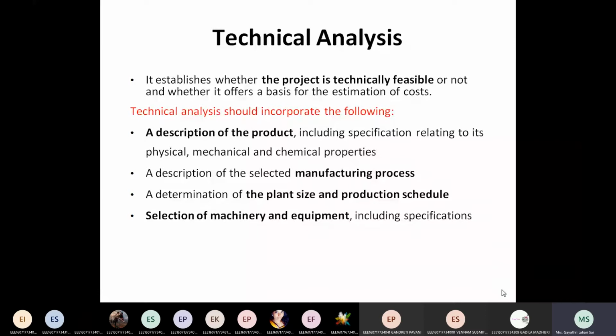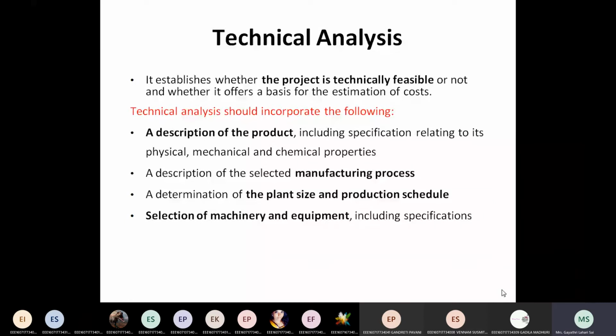So technical specifications, or choosing the product, or choosing the plant where you want to manufacture, the location of the plant, or choosing the appropriate machinery. I think we had seen this topic earlier. It's repetitive. The topic heading was different, but the concept is the same. So technical specifications, whether it is feasible or not, we will be studying here.